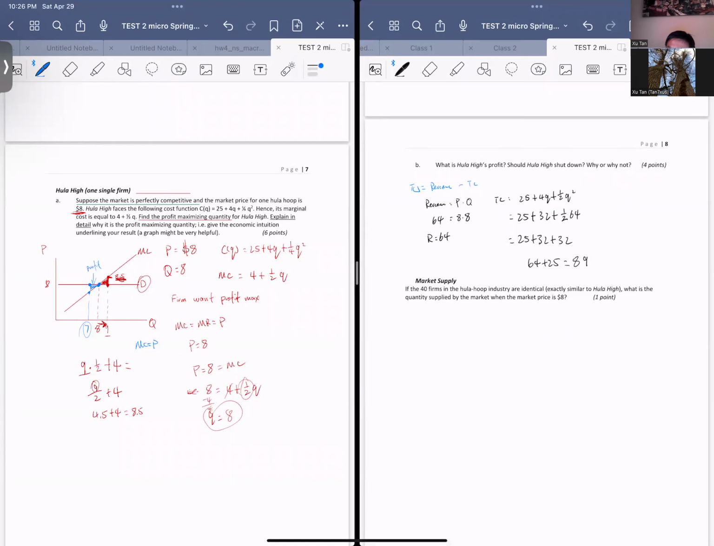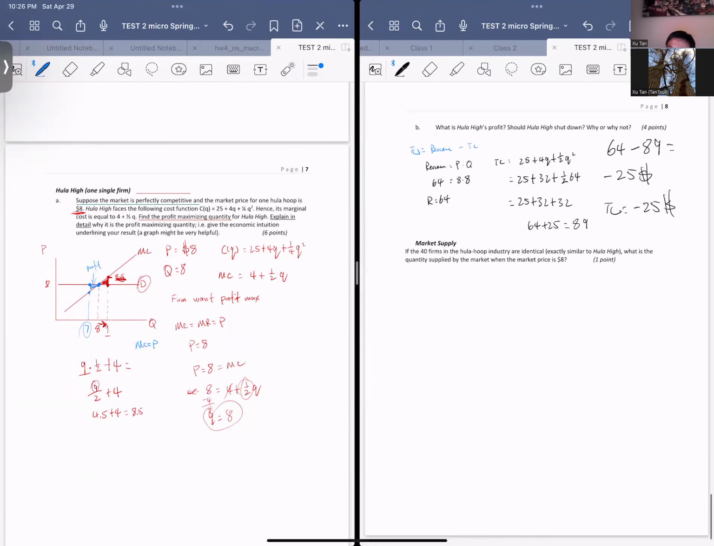So our profit is 64 minus 89. We're losing $25. So our profit equals negative 25. So we know that Hula High is losing money.